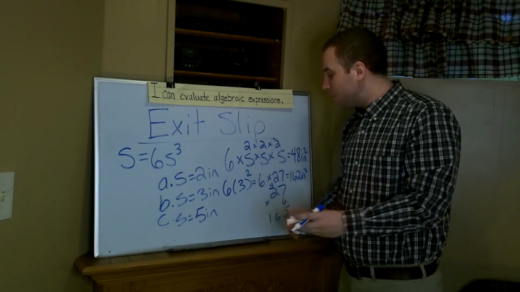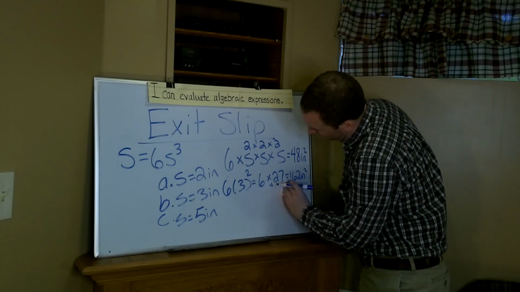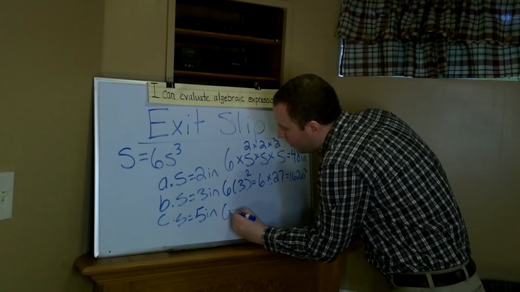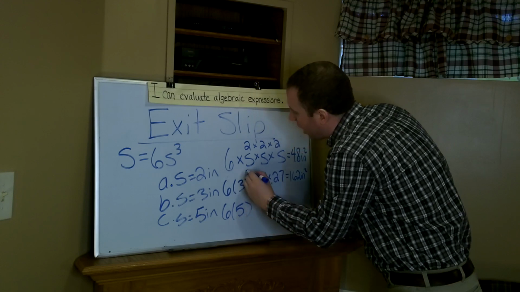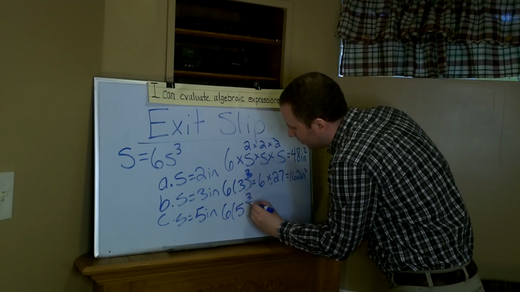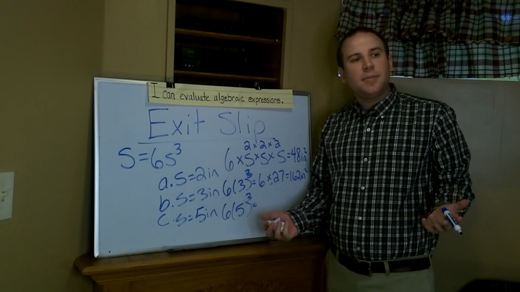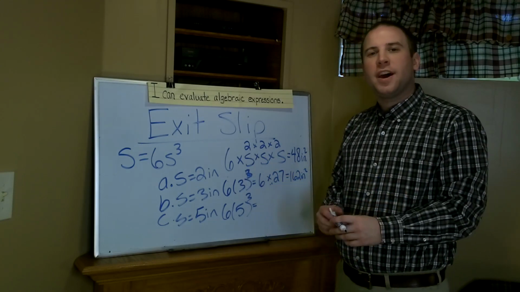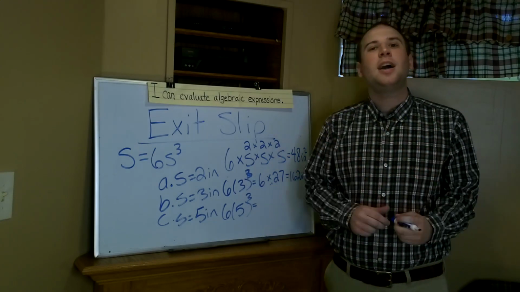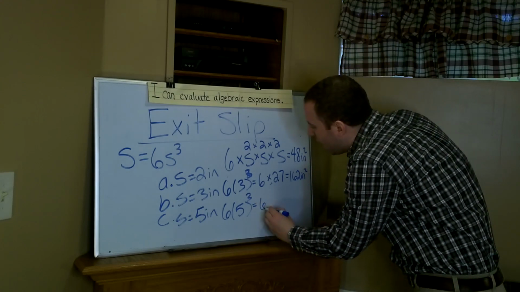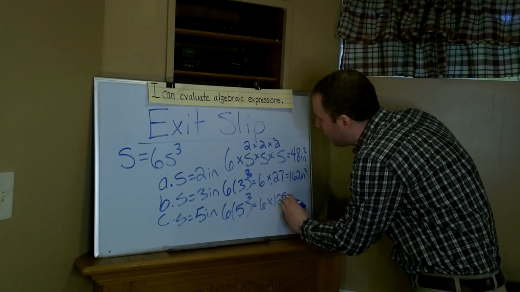Now looking at our last problem, if I plug in now 5 into my equation, 5 times 5 is 25, and 25 times 5 is 125. Very good. So now I have 6 times 125.